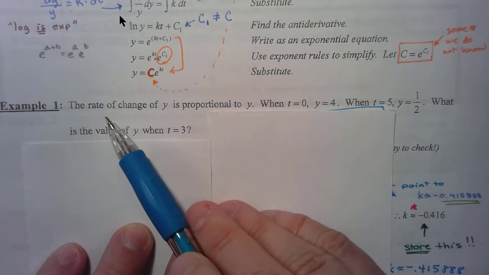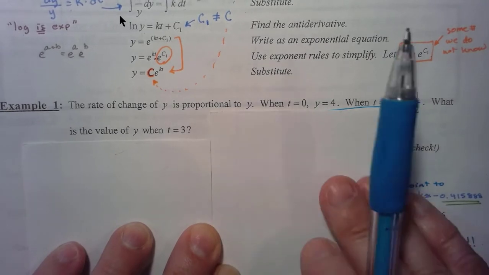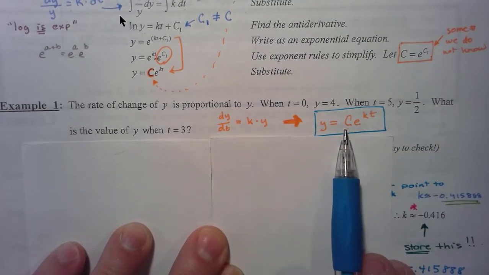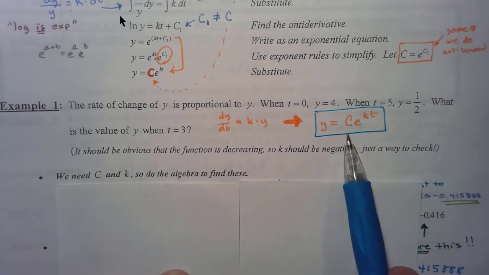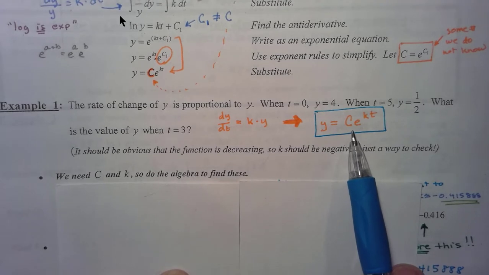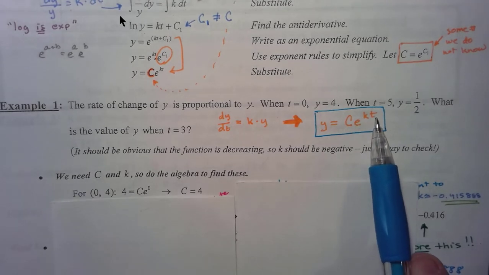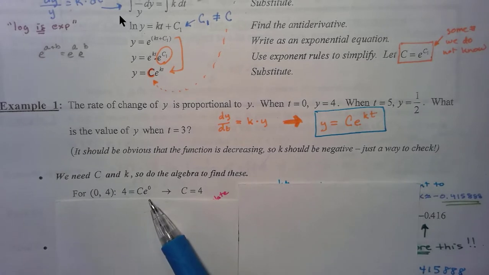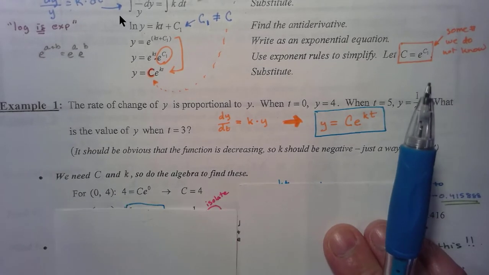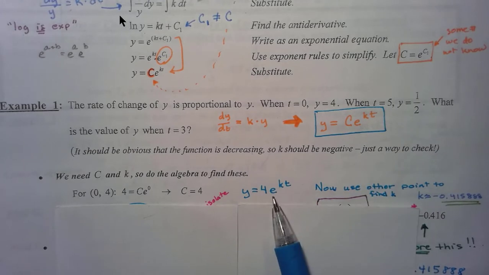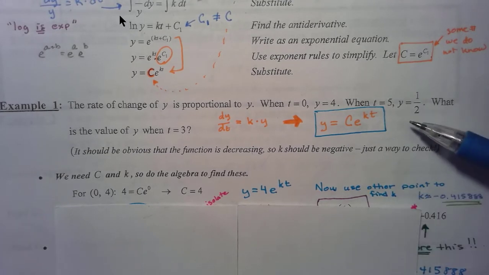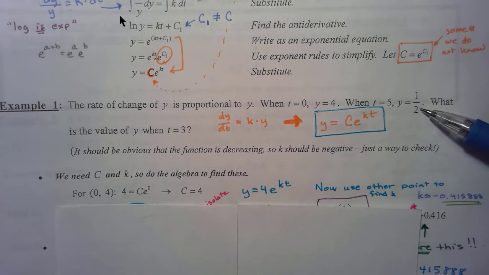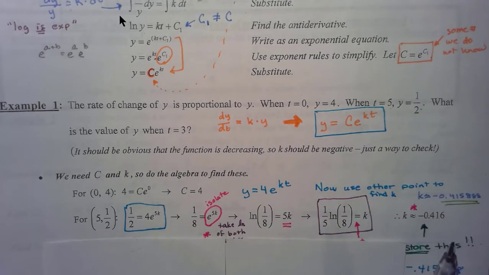Now, we are told the rate of change of y is proportional to y. That always means this, which always means this. We need c and k, so we're going to need to do the algebra to find these using this as our basic equation. When t is 0, y is 4. We get this, and we get that c is 4. So now we have our c, and our equation becomes y equals 4e to the kt. Now we need our other point to find k, our other point being when t is 5, y is 1/2, and we're going to use our calculator to get the answer.